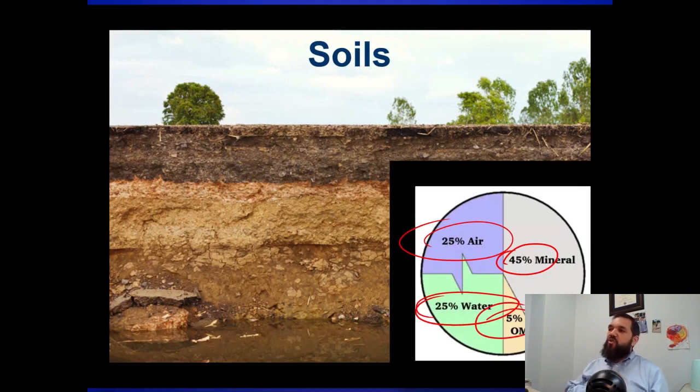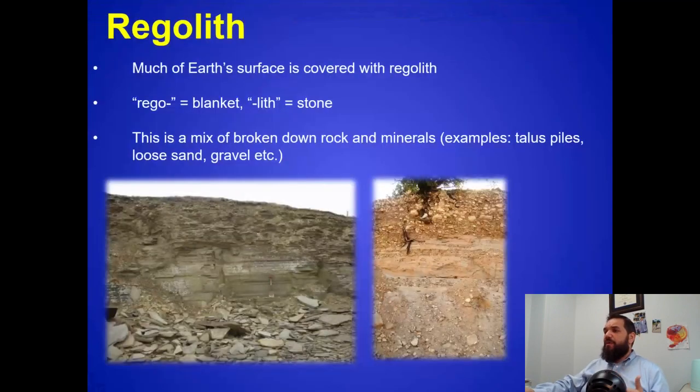Okay, so soils, unlike just a pure mixture of sand and clay, have organic matter in them. That could be more or less. So there's a difference between soil and what's called a regolith. We actually make a distinction between those two things. Regolith is just a pure mixture of broken down rocks and minerals, okay? Like a talus slope, loose sand, loose gravel, things like that.